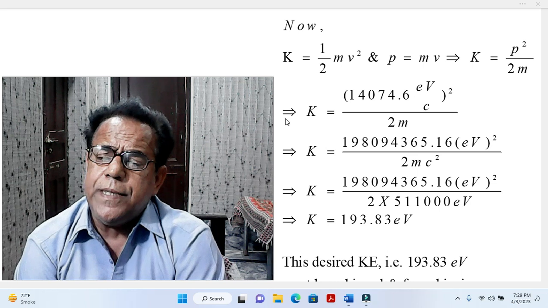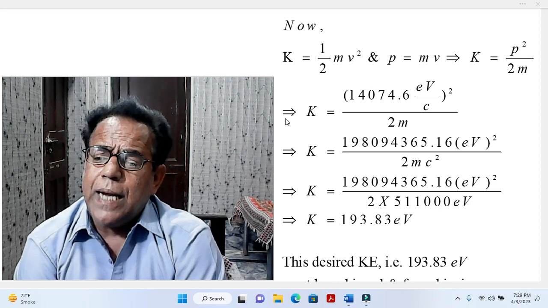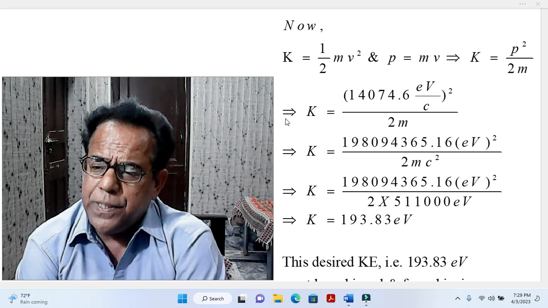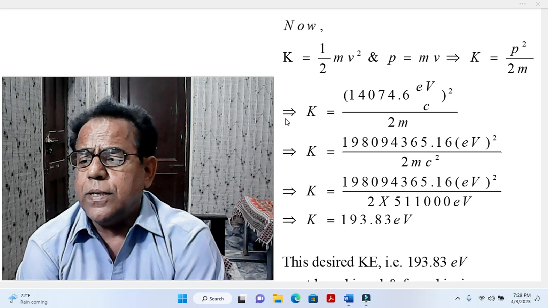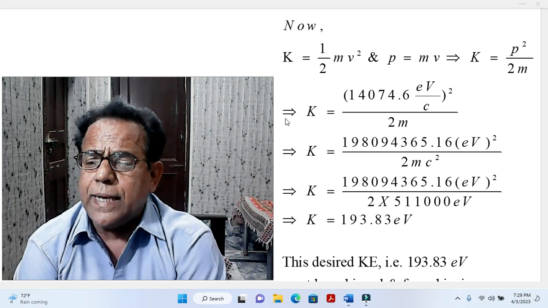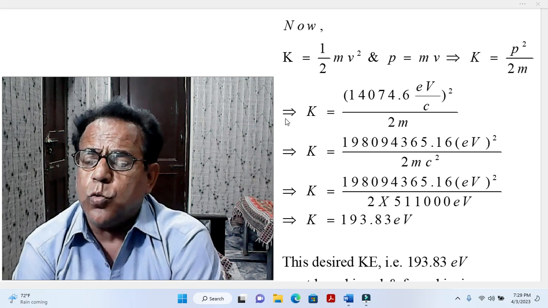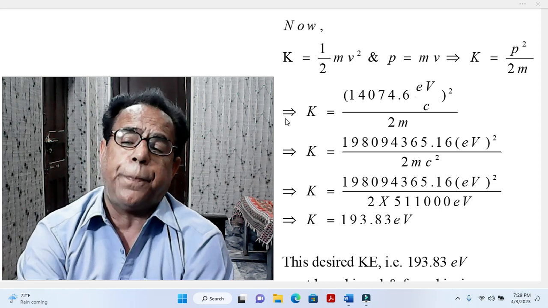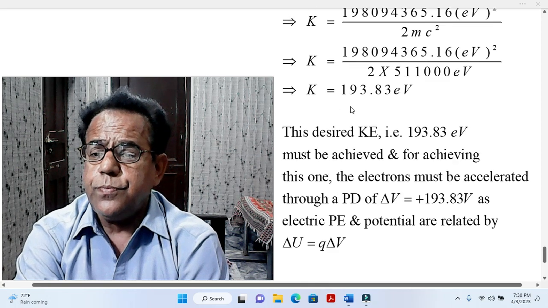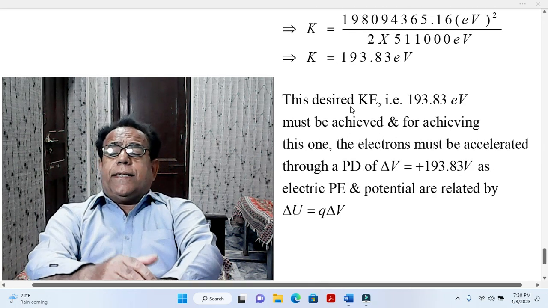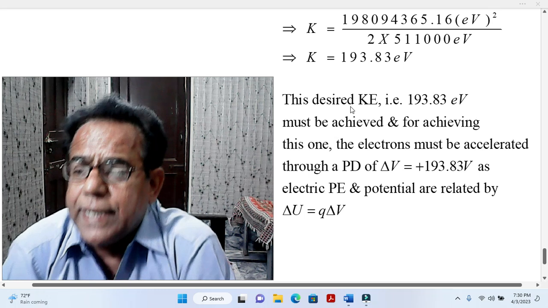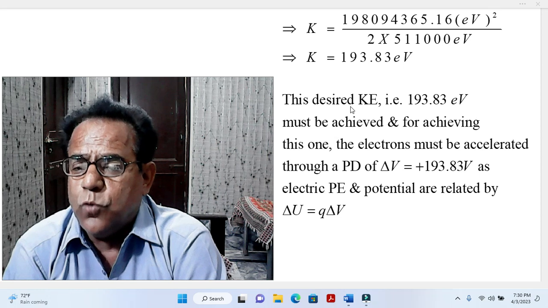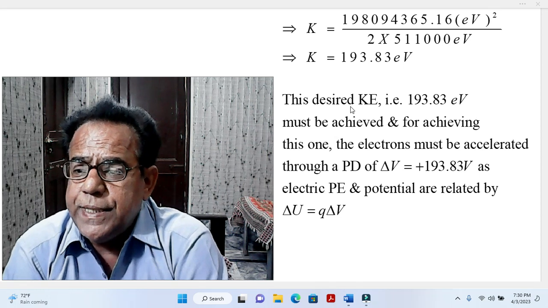When we simplify this, 1 electron volt will be cancelled with 1 electron volt and only electron volt will be left in the numerator. Hence our value K will become equal to 193.83 electron volt. Dear students, this desired kinetic energy, that is 193.83 electron volt, must be achieved.